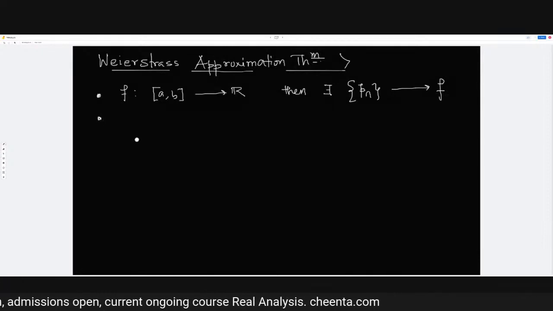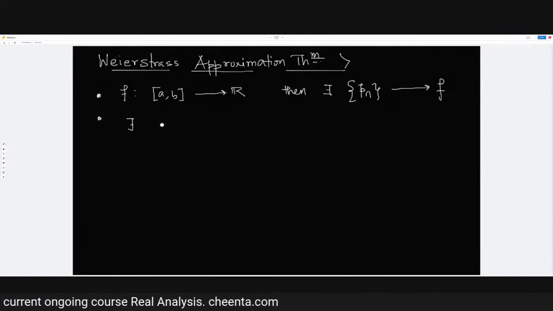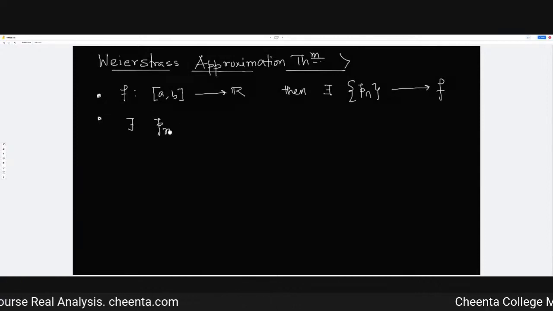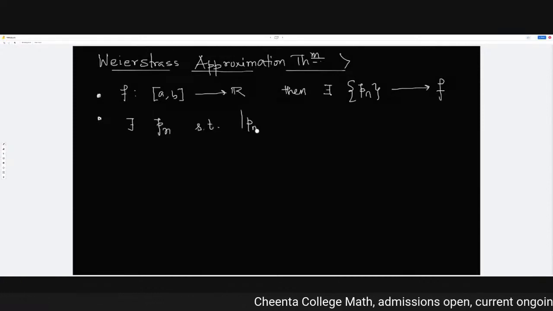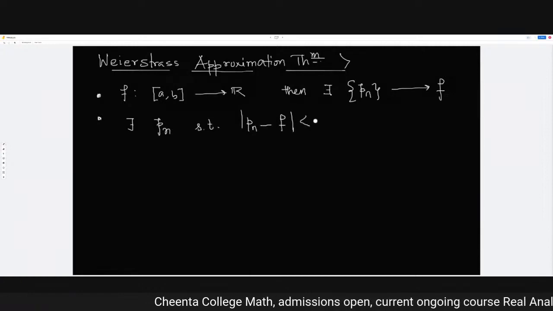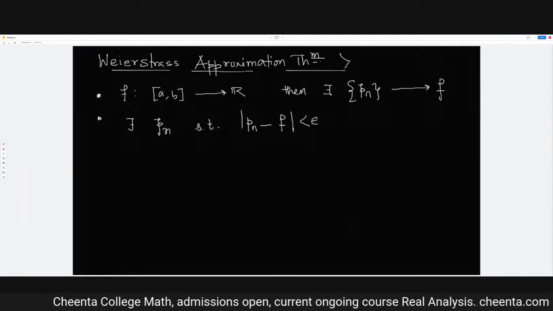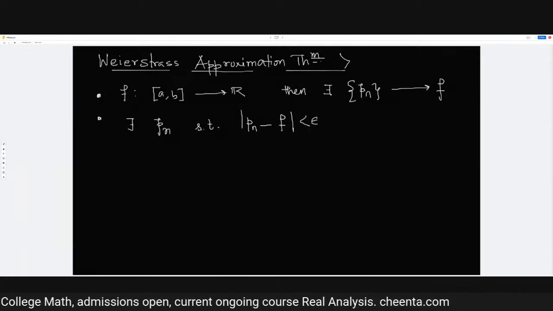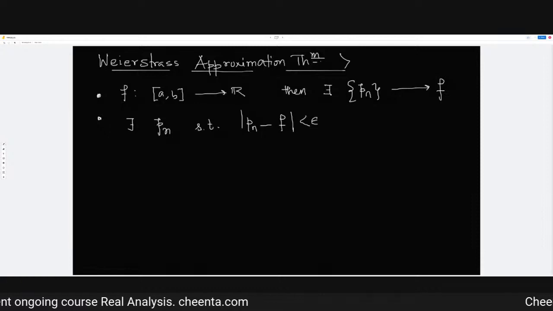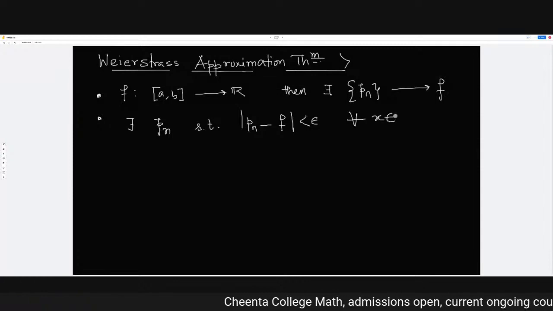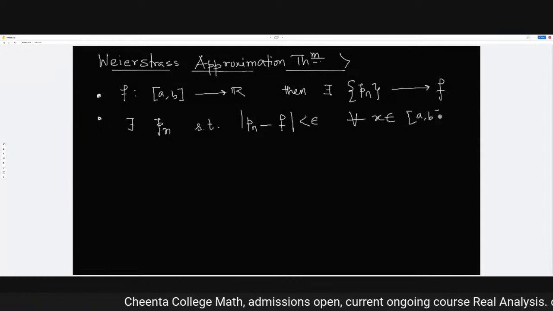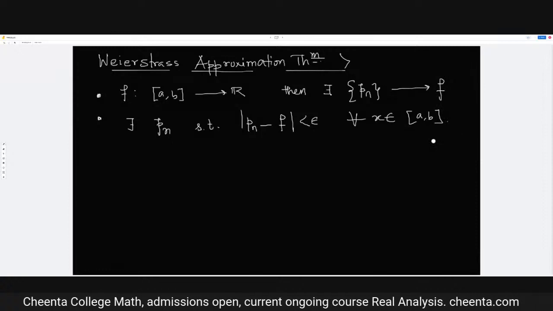Another equivalent statement is that there exists a polynomial Pn such that |Pn minus f| is less than epsilon. Whenever I say Pn minus f, I'm taking this for all x in [a, b].